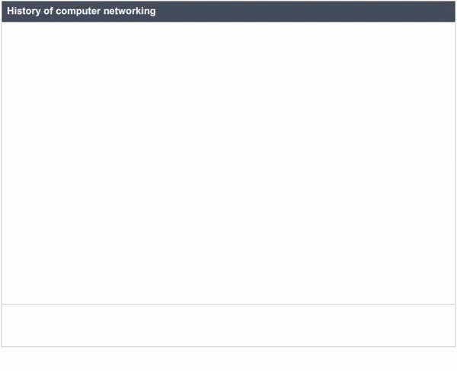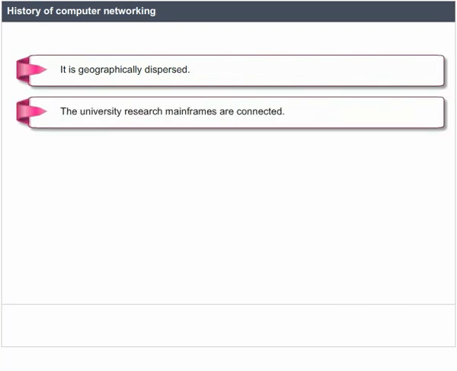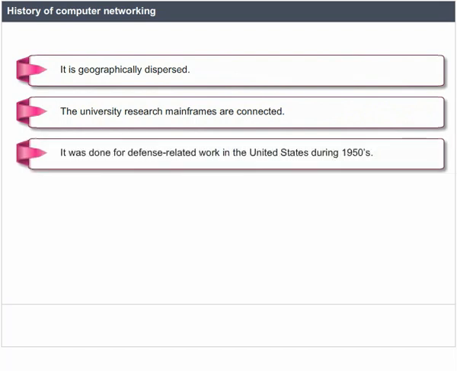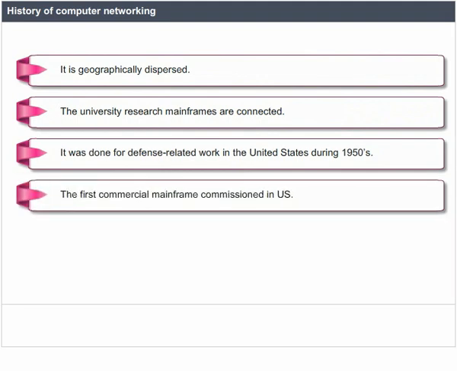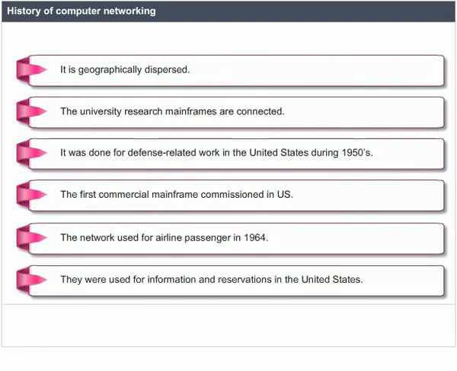History of computer networking. It is geographically dispersed. University research mainframes were connected. It was done for defense-related work in the United States during the 1950s. The first commercial mainframe was commissioned in the US. A network was used for airline passengers in 1964. They were used for information and reservations in the United States.